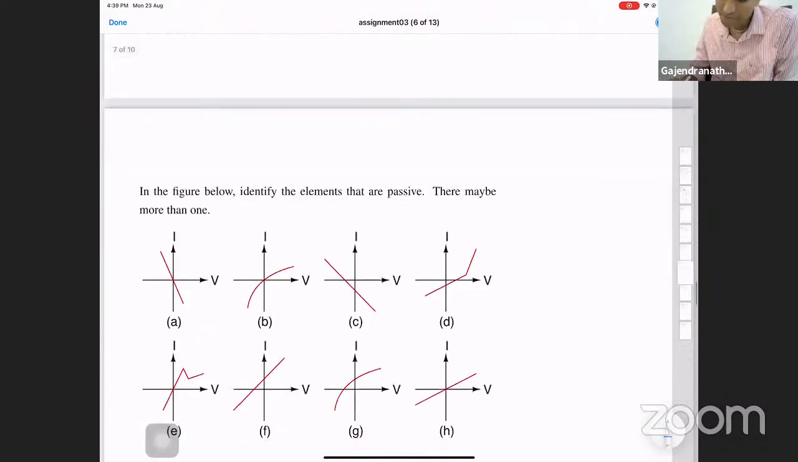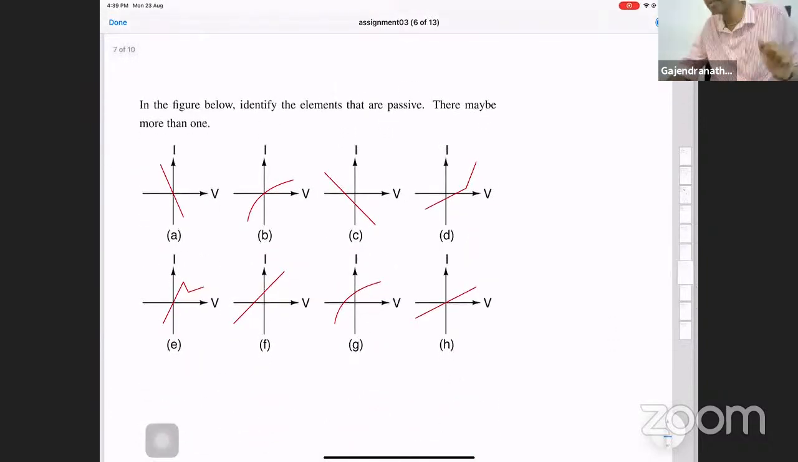In the figure below, identify the elements that are passive. What is a passive element? A passive element means if you push current across it, it absorbs the power. If it absorbs the power, the voltage-to-current ratio has to be linear, so basically the V by I ratio has to be positive. Then it's a passive element.